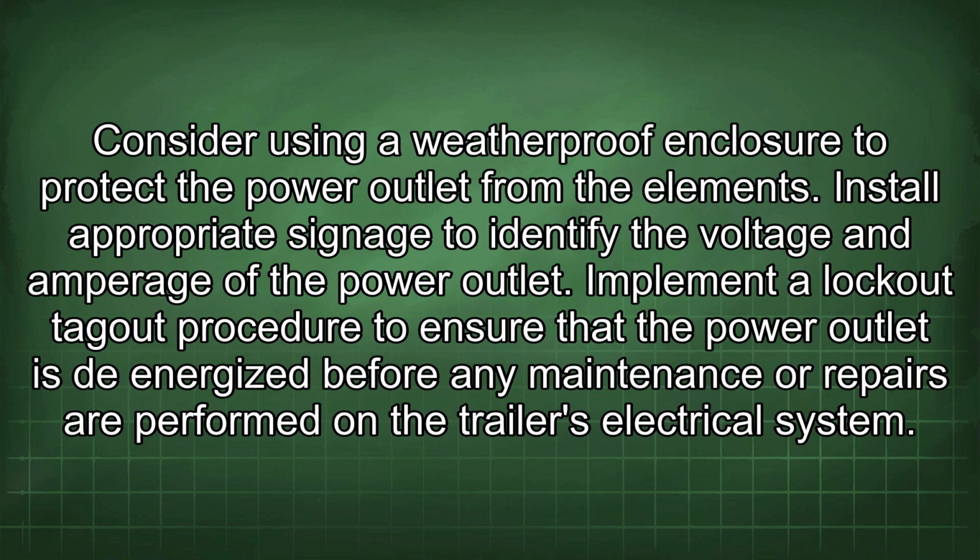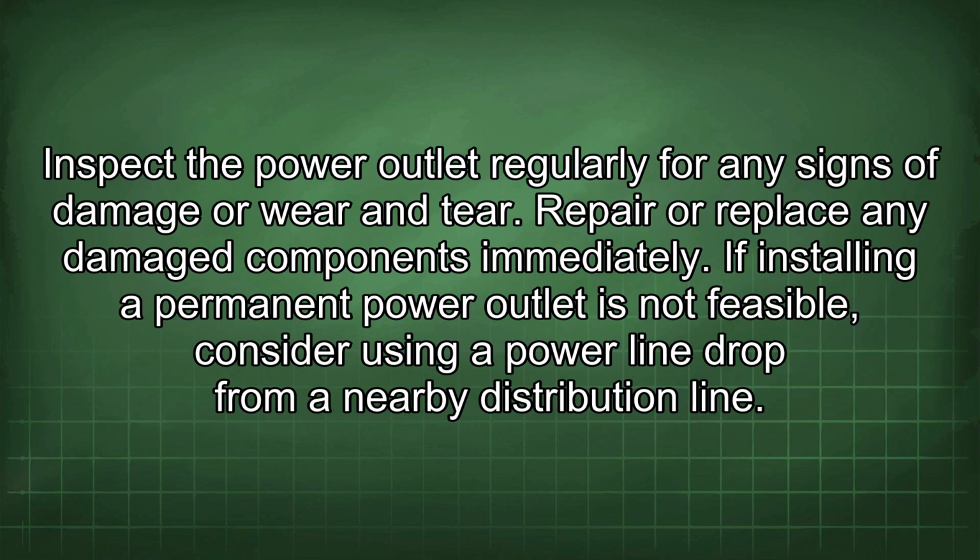Consider using a weatherproof enclosure to protect the power outlet from the elements. Install appropriate signage to identify the voltage and amperage of the power outlet. Implement a lockout-tagout procedure to ensure that the power outlet is de-energized before any maintenance or repairs are performed in the trailer's electrical system. Inspect the power outlet regularly for any signs of damage or wear and tear. Repair or replace any damaged components immediately.